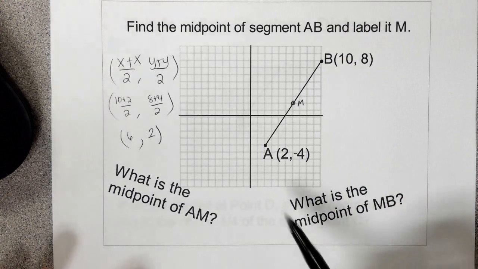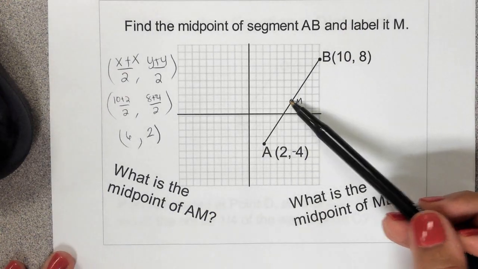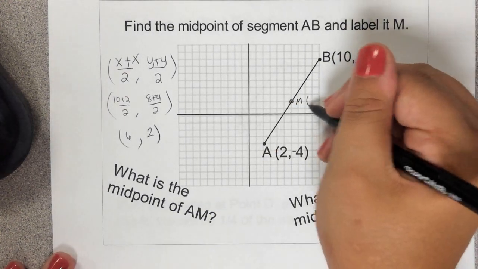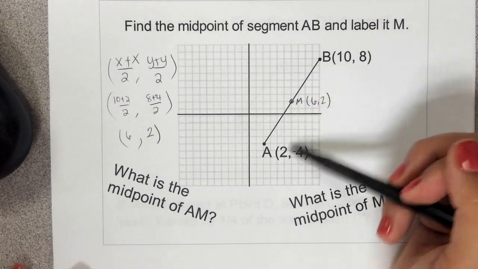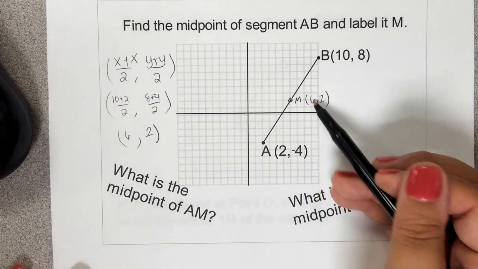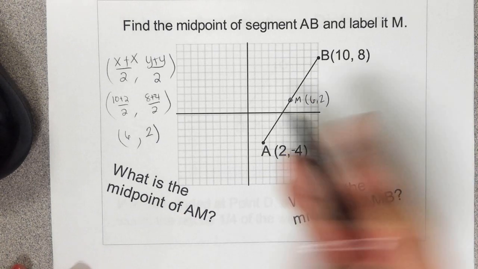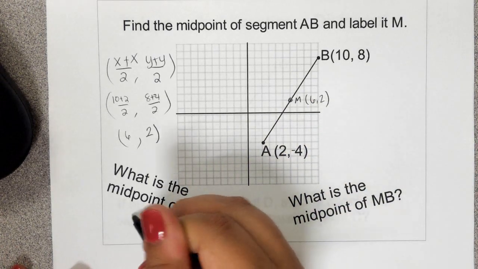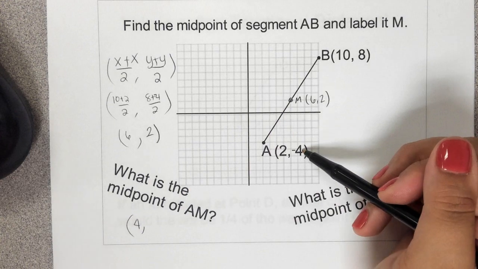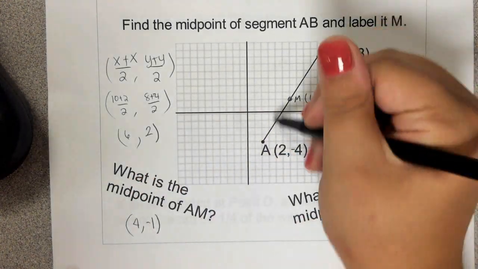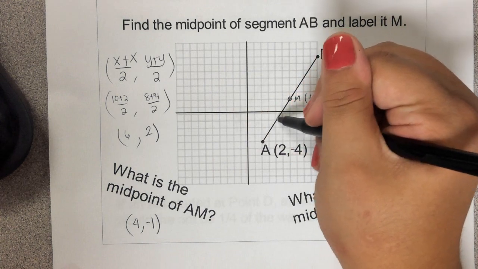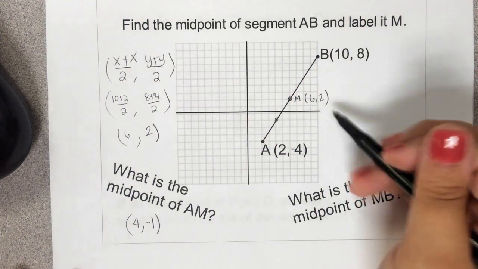Now what if I wanted to find the midpoint of A to M? Could I do it again with these points? Absolutely. So then I would do the midpoint formula again. I'm just going to do it shortened. 6 plus 2 is 8, divided by 2 is 4. And then 2 plus negative 4 is negative 2, divided by 2 is negative 1. So then 1, 2, 3, 4, negative 1 would be the midpoint of the midpoint.